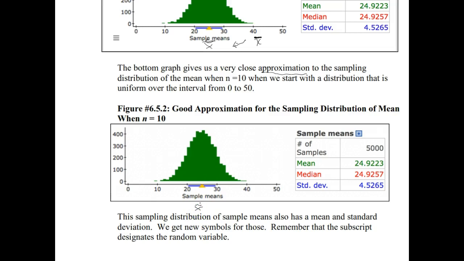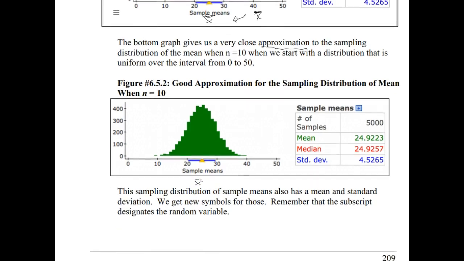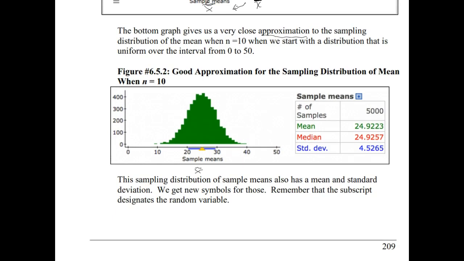So this sampling distribution of sample means also has a mean and standard deviation, and we get new symbols for those. For the mean of a probability distribution, we use the parameter symbol mu, and the subscript designates the random variable, which in this case now is x bar. And for the standard deviation of a probability distribution, we use a parameter symbol, lowercase sigma, and again the subscript x bar since that is our new random variable.